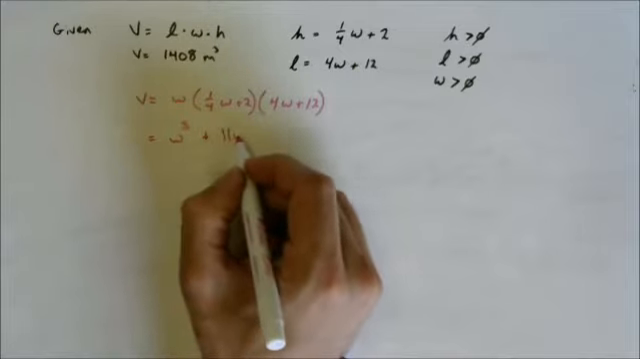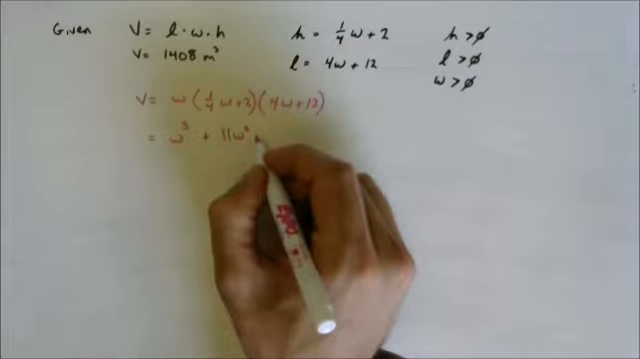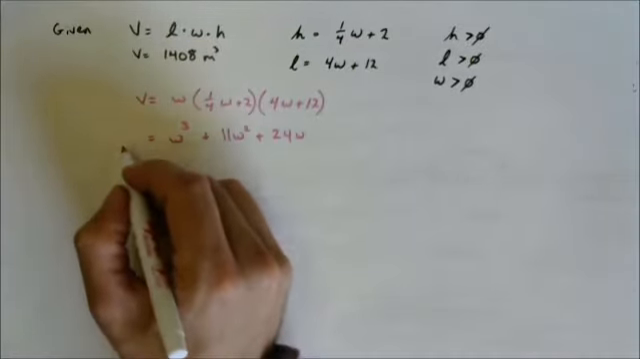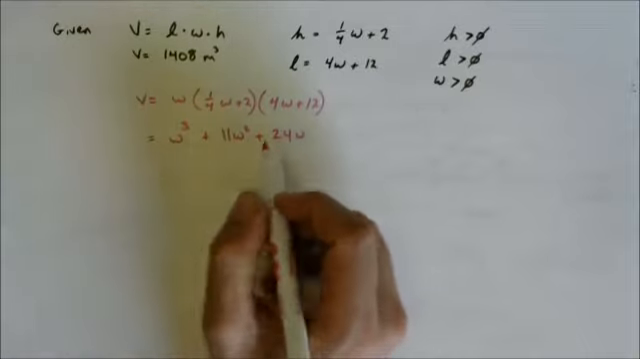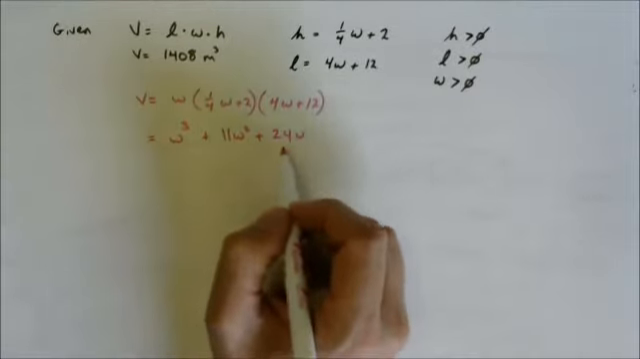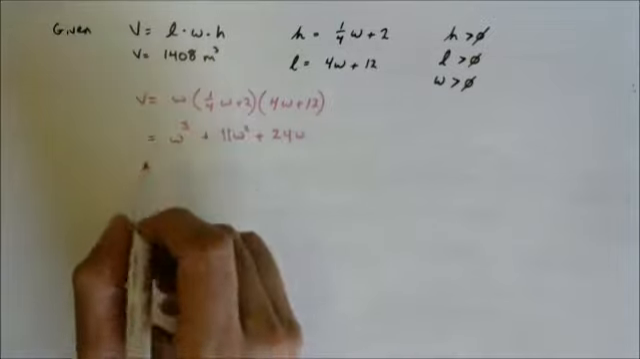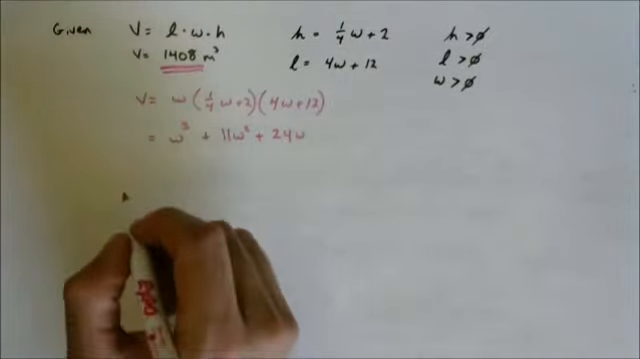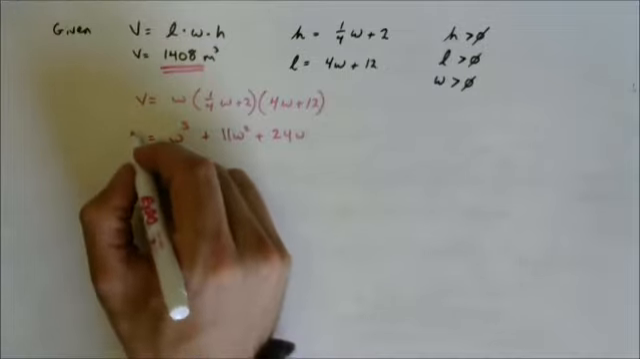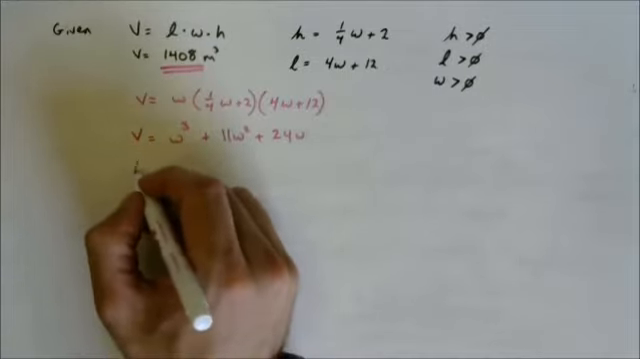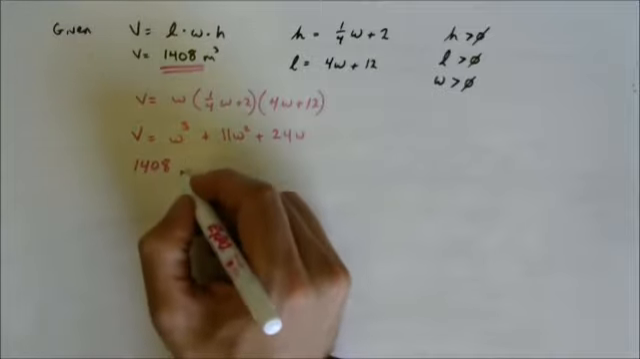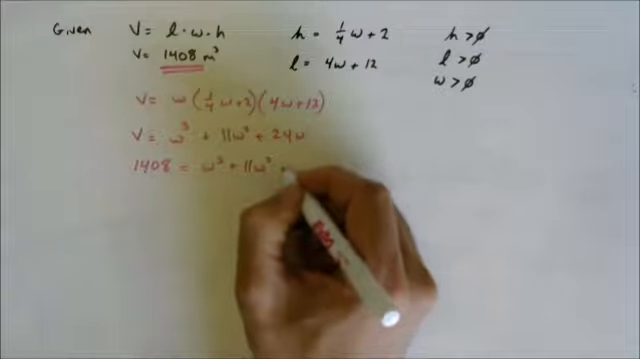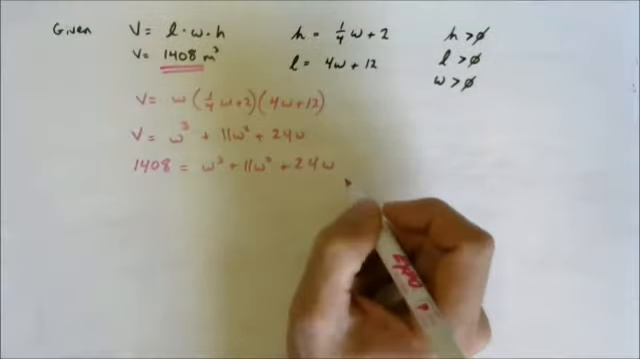And the rest of it is 11w squared plus 24w. So that's our expression for volume. Now, the reason that we need to expand this is because we actually have a value for the volume. If volume equals that, then 1408 equals w cubed plus 11w squared plus 24w.